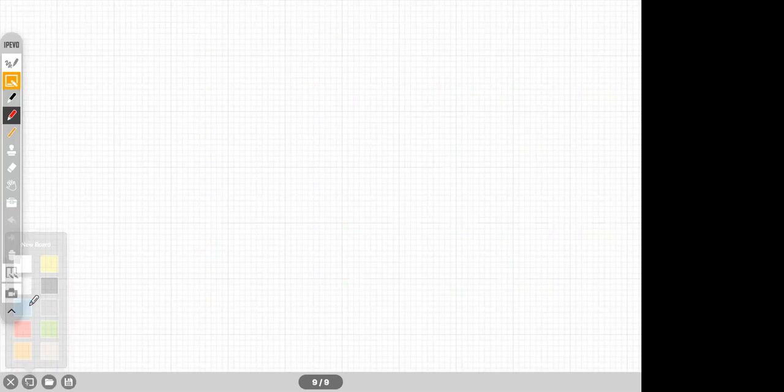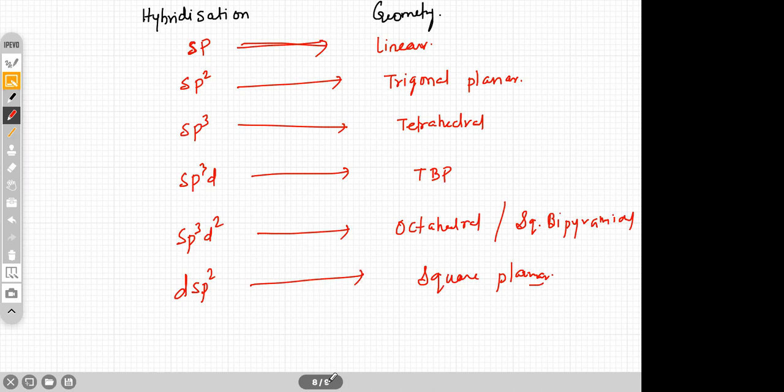One last point you write down. The number of hybrid orbital forms equals to the number of atomic orbitals combined. Okay, I'll go back. The number of hybrid orbital forms equals to the atomic orbital combined. Last point is number of hybrid orbital forms equals to the number of atomic orbital combines. Okay. This table you draw.